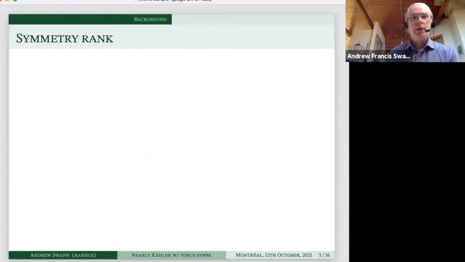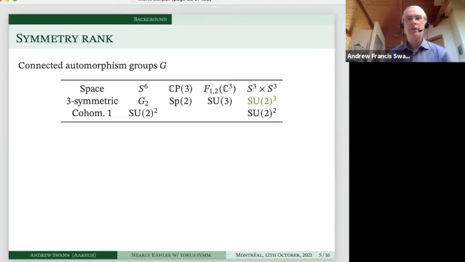So let me have a look at the symmetry groups again of these examples. I put them up in this table. So let's look at the connected automorphism groups of the almost Hermitian structure we have, so preserving g and J. For the 3-symmetric spaces, it's just the symmetry groups I wrote down in the previous table. So G2, Sp2, SU3, and SU2 cubed for the 6-sphere, CP3, the flag manifold, and S3 cross S3. And then the cohomogeneity 1 examples from Foscolo and Haskins have SU2 squared symmetry.